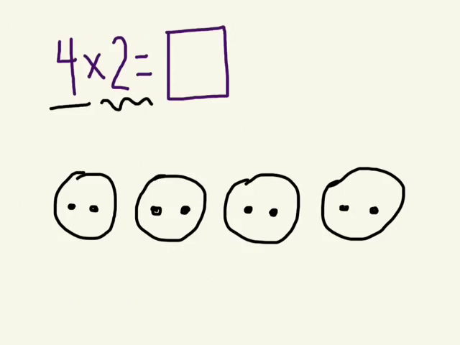So let's check. Do I have 4 groups? Okay, 1, 2, 3, 4. Do I have 2 in each group? 1, 2, 1, 2, 1, 2, 1, 2. Yep, I have 4 groups of 2. Now I can solve this problem by using my count bys. I have 2, 4, 6, 8. So 4 groups of 2 equals 8.